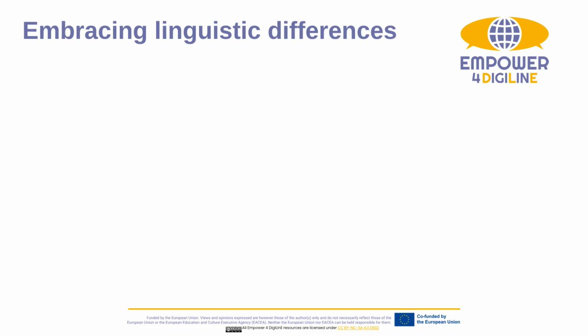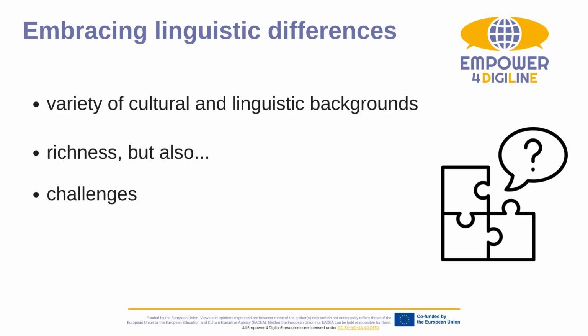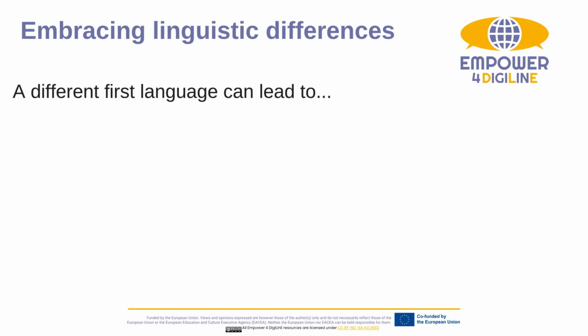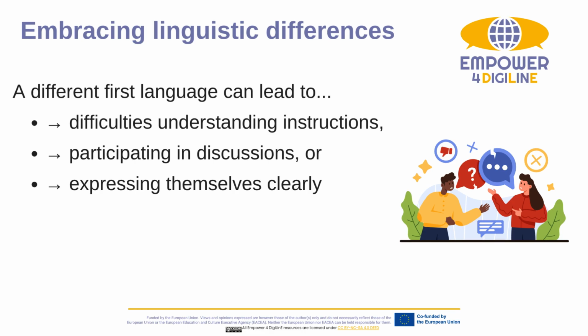In today's adult education classrooms, it's common to find learners from a variety of cultural and linguistic backgrounds. This diversity brings richness to the learning experience, but also presents unique challenges. Many learners may not have the same first language as the majority of the class, which can lead to difficulties understanding instructions, participating in discussions, or expressing themselves clearly. Without the right support, these language differences can affect confidence and limit engagement.